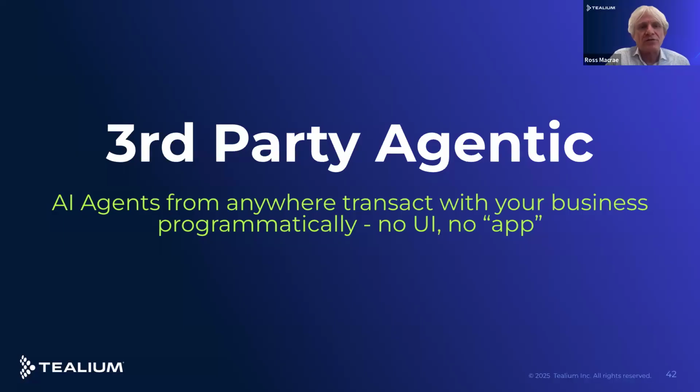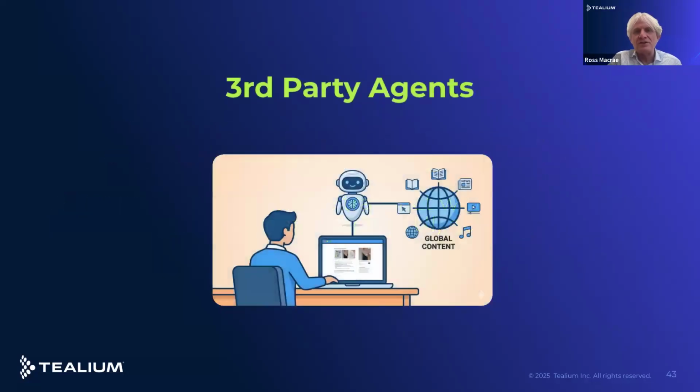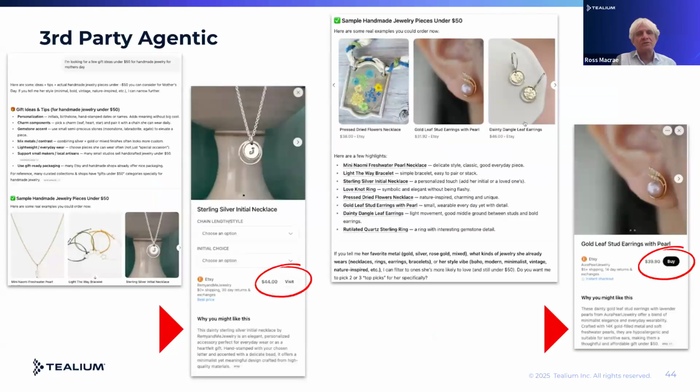Okay, let's now look at third-party agentic, third-party agents. So this is AI agents from anywhere that could transact with your business programmatically. It's not in your UI, and there's no app here. This is the third-party agent doing its thing. Okay, have a look at this. So we mentioned the Agentic Commerce Protocol, and it looks like this in action. What we're looking at here is a user who's interacting with ChatGPT, asking about handmade jewelry gifts.